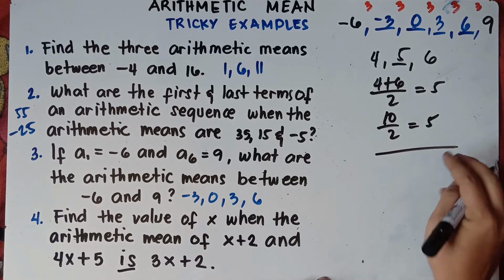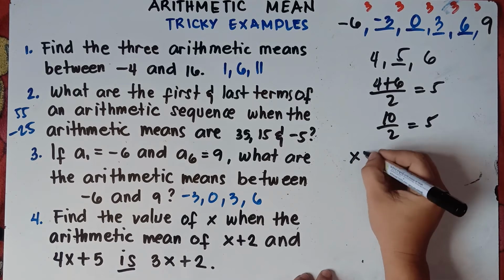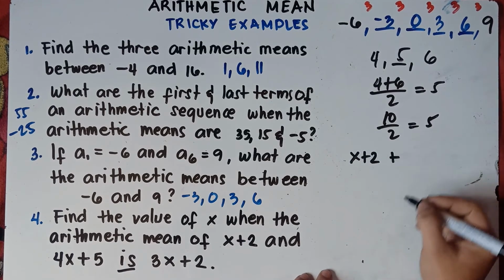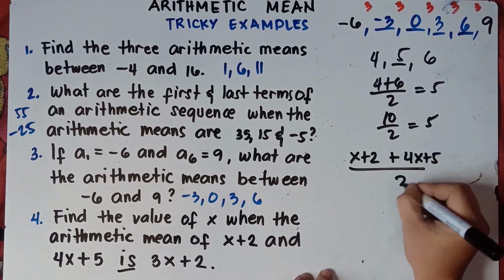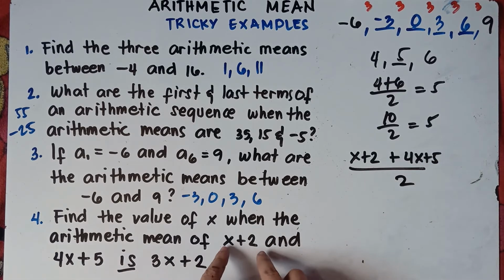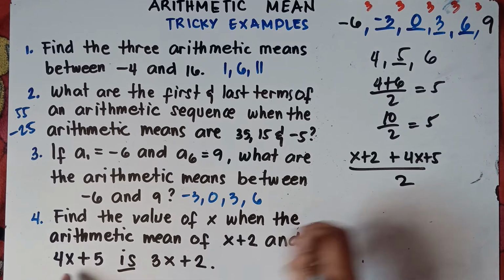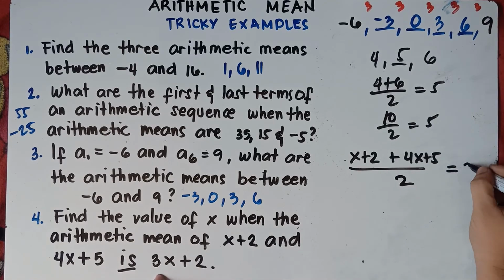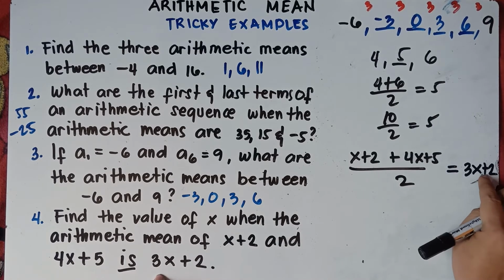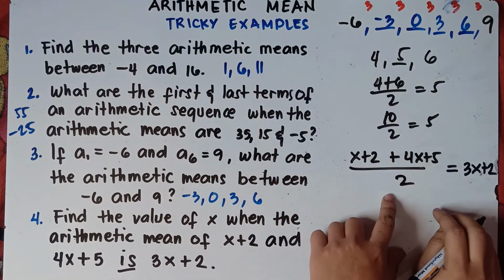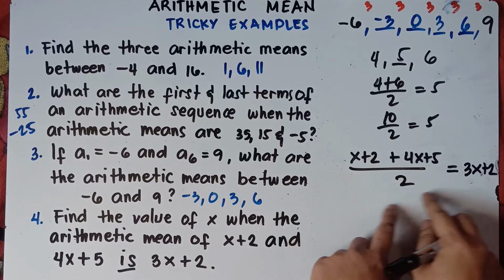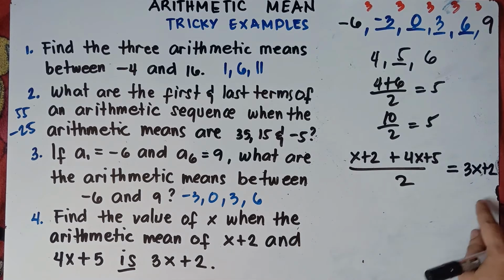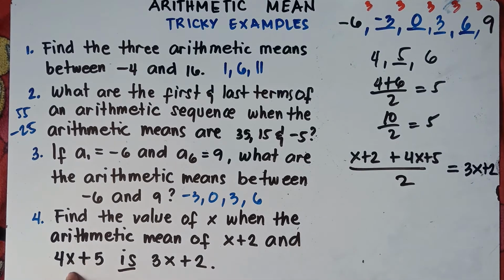Okay, so therefore we can write it this way. x plus 2 plus 4x plus 5, divided by 2. Same process, class. You add these two given terms, divide by 2, and their answer is 3x plus 2. So x plus 2 plus 4x plus 5 divided by 2, and this is the answer.